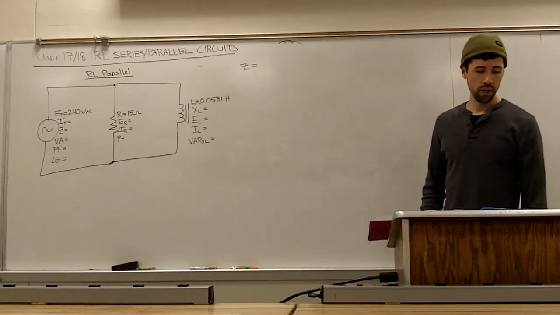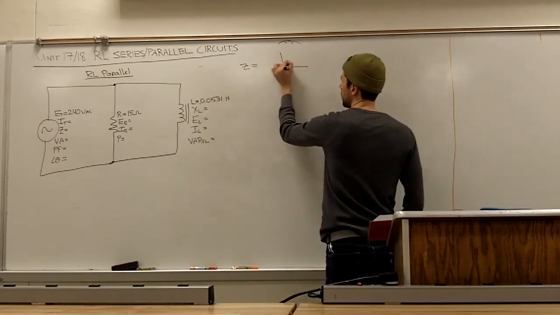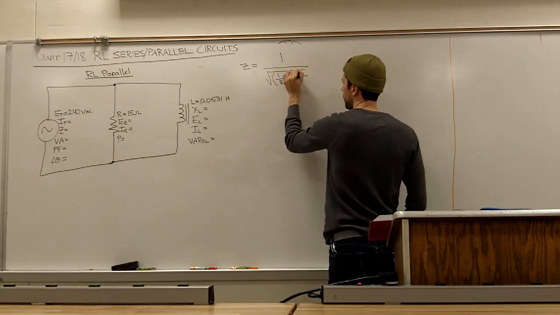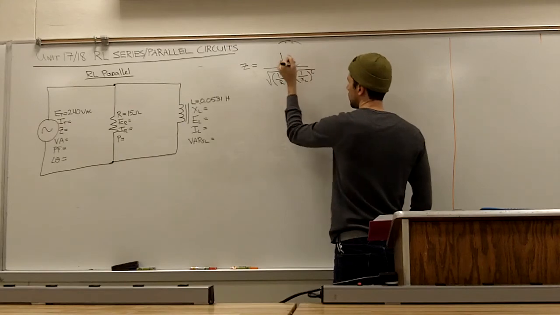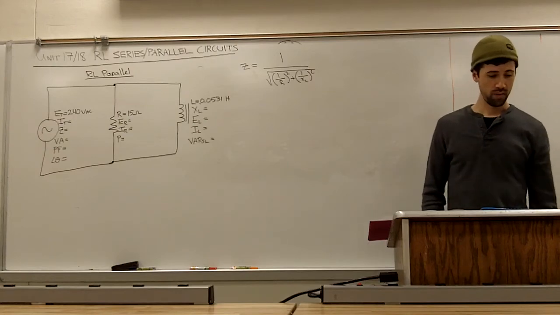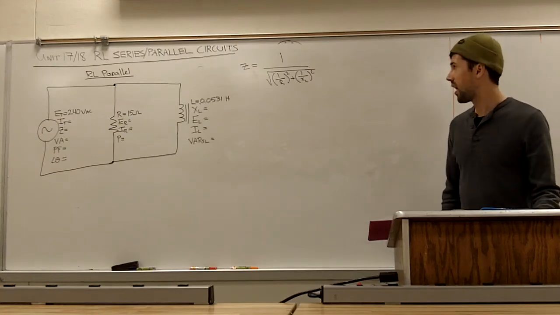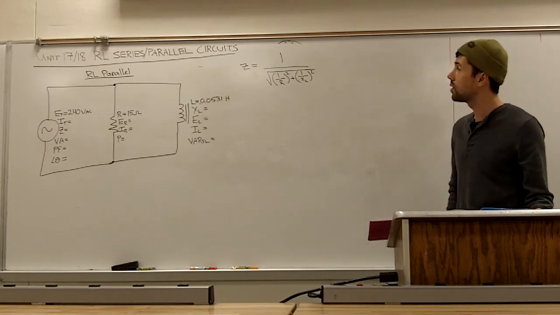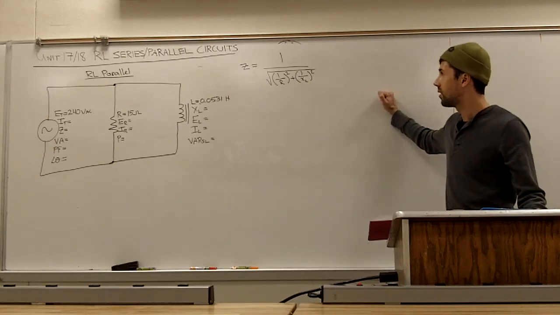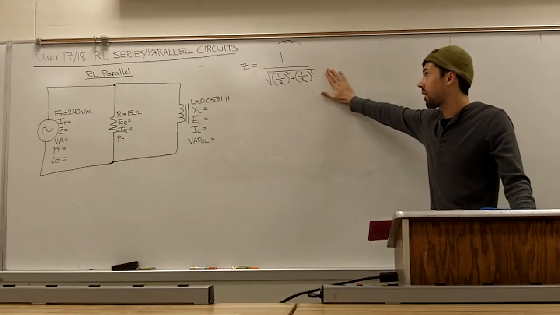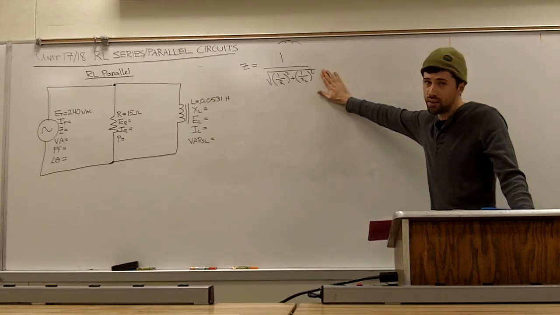I'm not going to do the derivation for this. It is 1 divided by the square root of 1 divided by R squared plus 1 divided by X sub L squared. And this is absolutely, positively, utterly disgusting to use. I will not test you on this equation. There will be a couple of homework problems where I'll have you use this, but on the test I'm not going to expect you to use this. So please practice it, know how to do it.